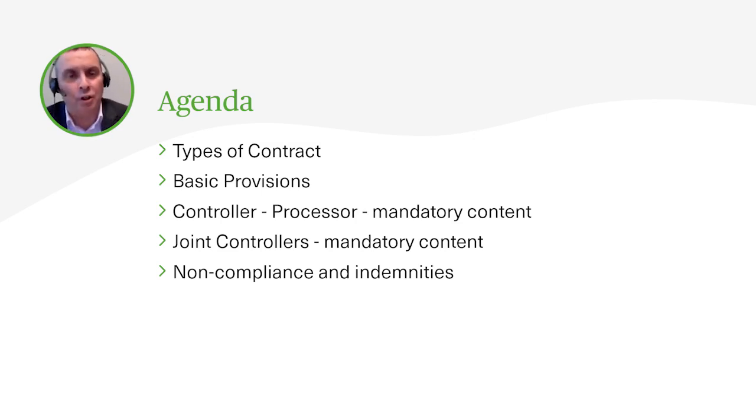You may be engaging in a contract controller to controller. You may be engaged in a contract controller to processor, or you may be engaged in a contract between joint controllers. And we will briefly have a look at the analysis of those three possibilities before we then proceed to talk about what is required to be included in those cases.